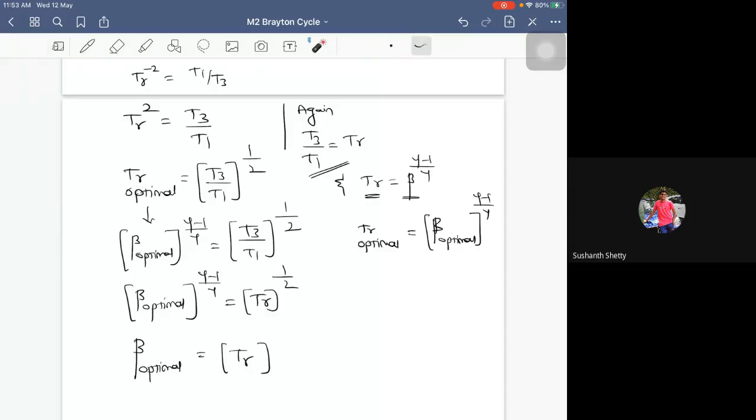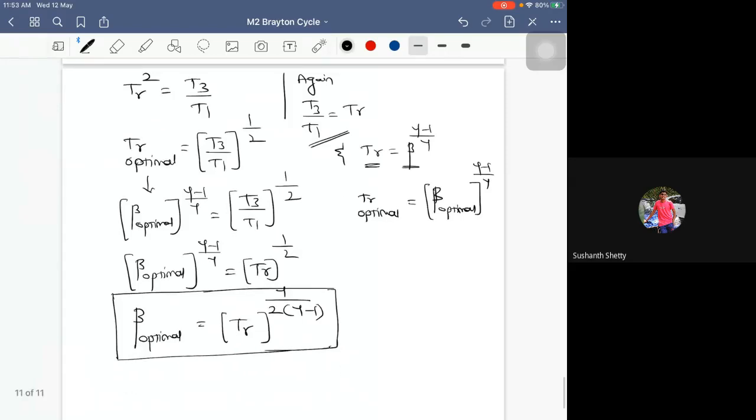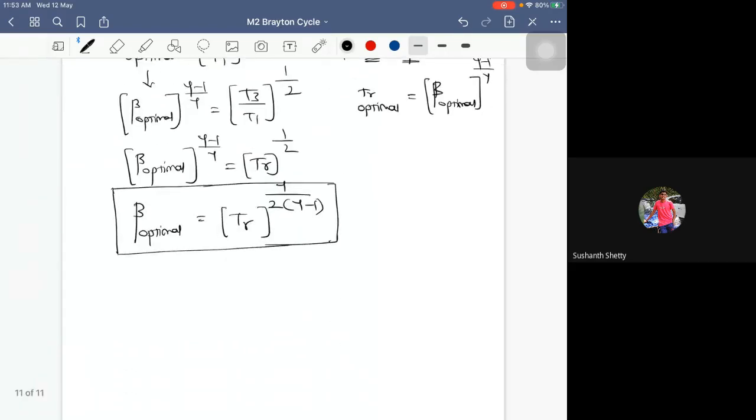to transfer this gamma minus 1 by gamma to the other side, RHS. Then what would it become? Gamma by gamma minus 1. So gamma divided by, already 2 is there, gamma minus 1. Correct? Yes, sir. So now this is the required expression for the optimal pressure ratio in case of an ideal Brayton cycle.